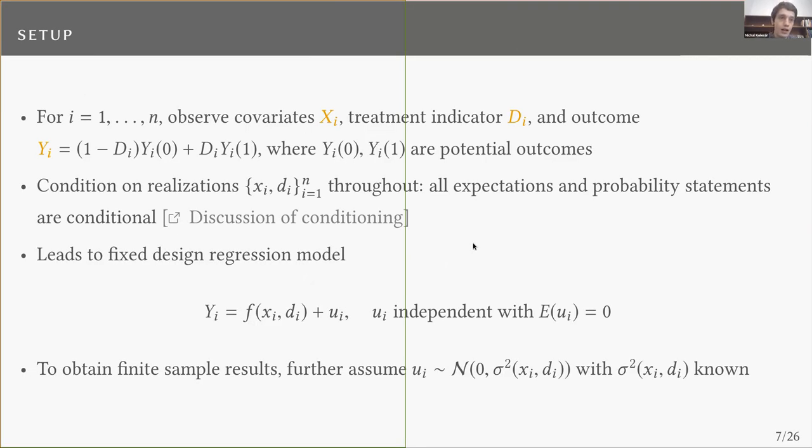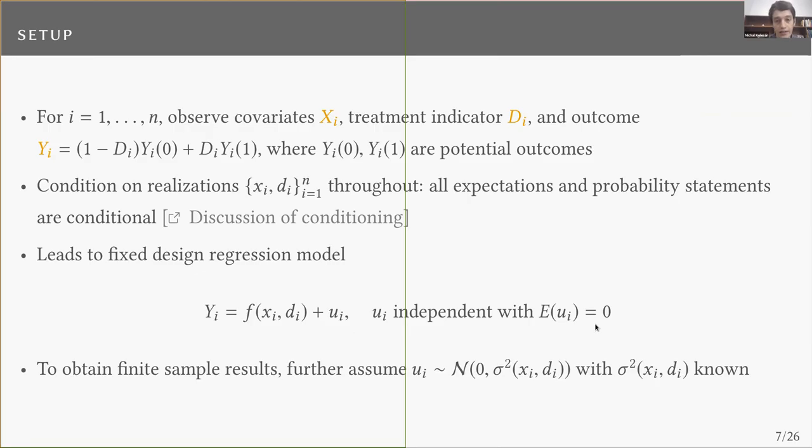The setup is that we're going to observe covariates that I'm going to call X, a treatment indicator D, and an outcome that corresponds to the potential outcome under treatment if the observation is actually treated, and to the potential outcome under no treatment if the observation is not treated. I'm going to use this Rubin notation of Y1, Y0 to denote potential outcomes. For most of the talk, I'm going to condition on the realizations x, d of the treatment and covariates, so that when you see expectations, unless I explicitly say otherwise, these are all expectations that are conditional on covariates and treatment. So conditional on covariates and treatment, the outcome is going to have a conditional mean f. This is just the conditional mean of the outcome given the covariates and treatment, so I'm going to call that conditional mean f, so that by definition this residual u_i is going to have mean 0.